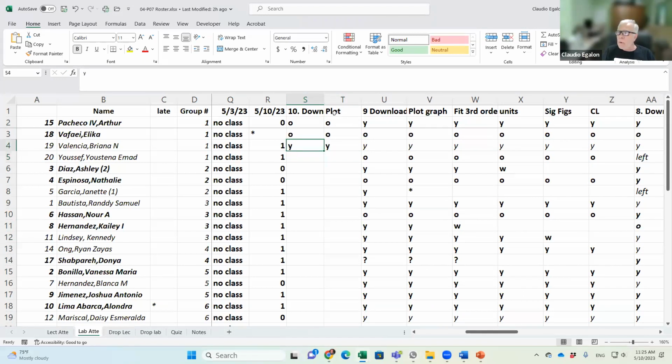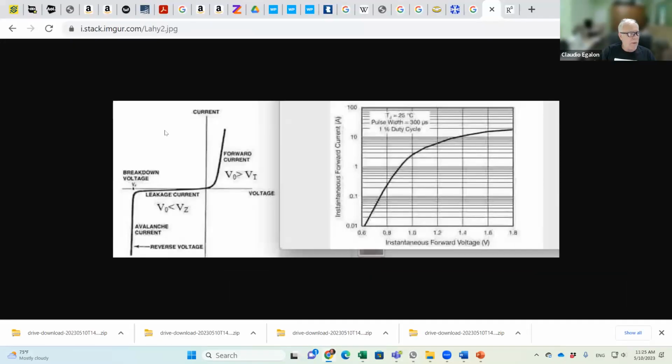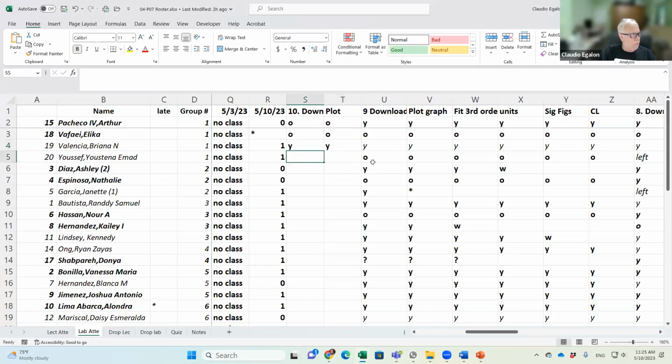But one more question, Brianna. Did your graph behave just like you saw it here, from here to the left, right? It behaved like that, right? Just want to make sure that you have the right data there. Yes, okay, good. So let's go for the next one.